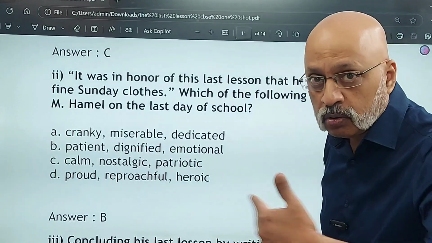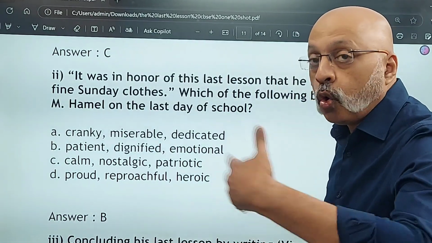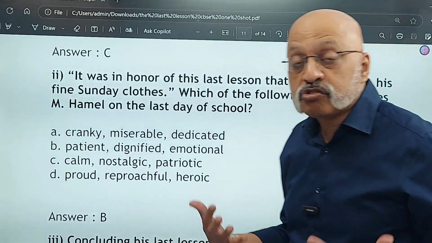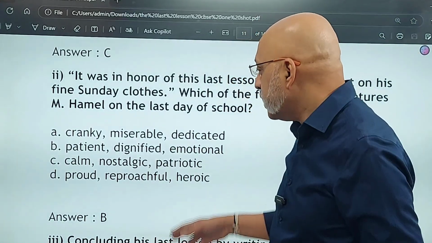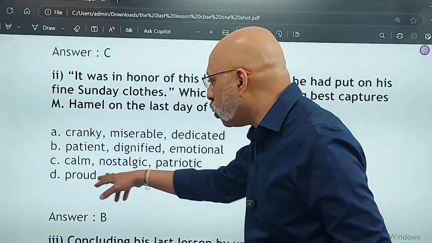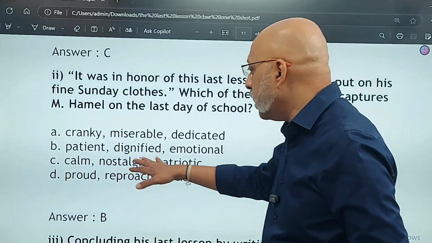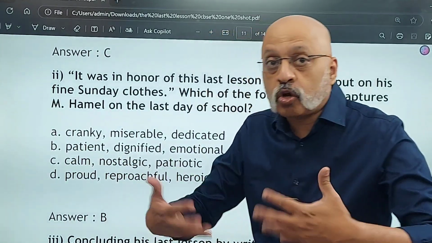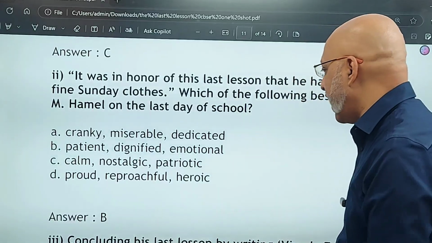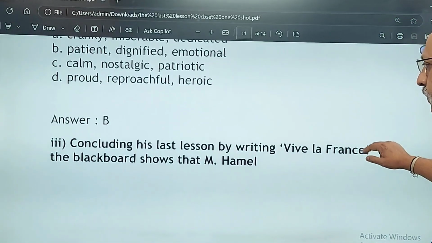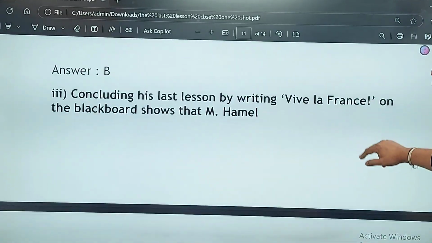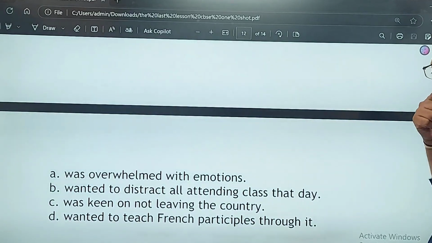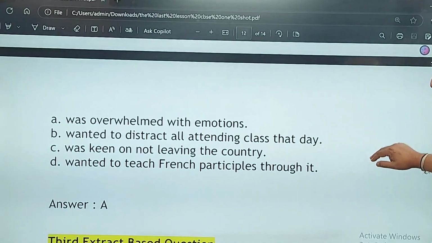He's not being reproachful. He's not scolding Franz for coming in late. He's being very dignified, and he's also extremely emotional. This one will not work because he's not either proud or reproachful. He's calm, nostalgic and patriotic, but he's not calm because he's also feeling very emotional at the same time. What does it show? It shows that he was overwhelmed with emotions. The correct option is option A.